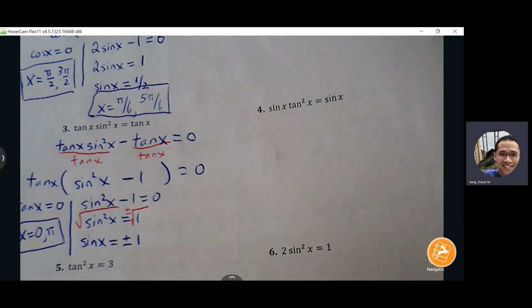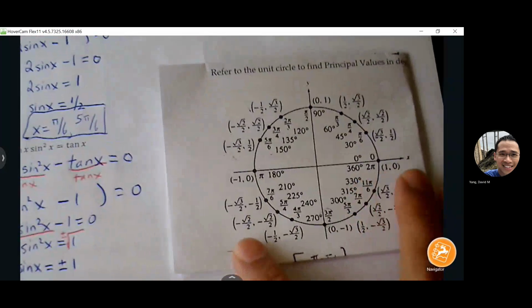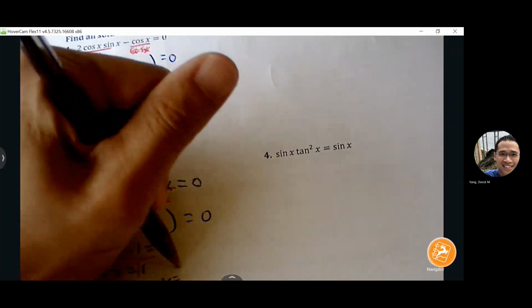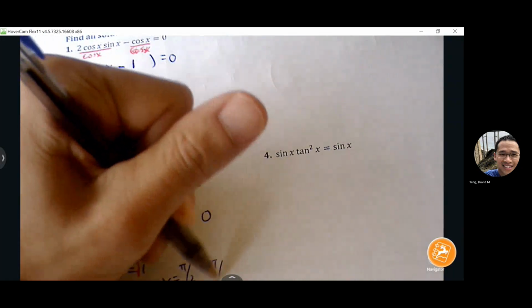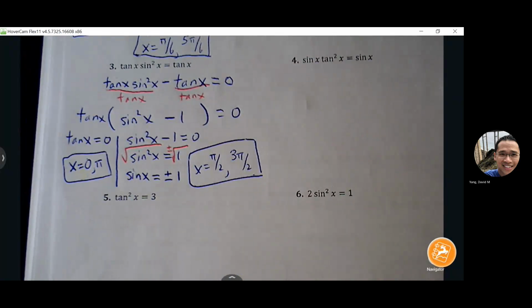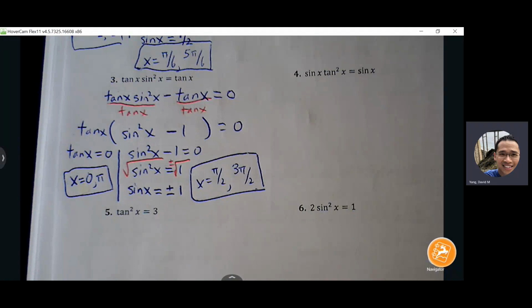Okay, so where is sine equal to 1 or negative 1? Pi over 2. Four solutions again, just like number one. Yes, if it's plus or minus. Yeah, plus or minus one means sine of x equals one, but we also want sine of x equals negative one.